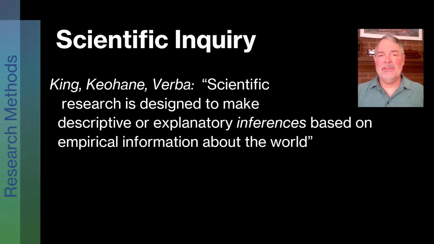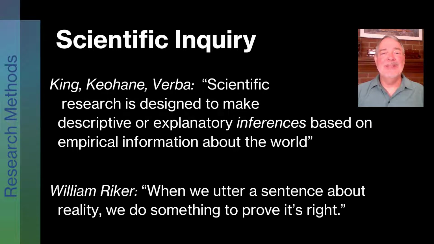So first of all, what are we trying to do? And I always like to say, okay, scientific inquiry. King, Keohane, and Verba in their Designing Social Inquiry say, look, scientific research is designed to make descriptive or explanatory inferences based on empirical information about the world. Now, we don't like descriptive so much. Very often we are looking for explanatory, that is something about causality, inferences based on empirical information about the world. So that's what we're trying to do here.